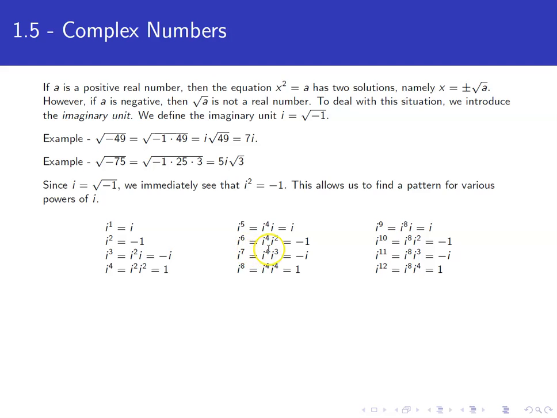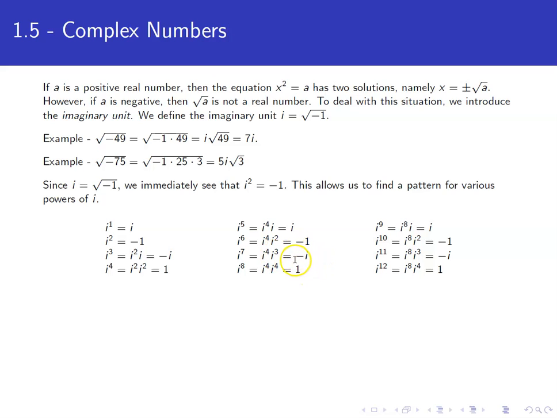i to the sixth we can rewrite as i to the fourth times i squared. We said i to the fourth was 1, so we just get i squared, and we said that i squared is -1. i to the seventh, we can rewrite as i to the fourth times i cubed. Notice again, just to emphasize, this is just properties of exponents, right? 4 plus 1 gives us 5. Remember, when we multiply, we add the exponents. 4 plus 2 equals 6. 4 plus 3 equals 7. i to the fourth is 1, so we just get i cubed, and we've already established that i cubed is -i.